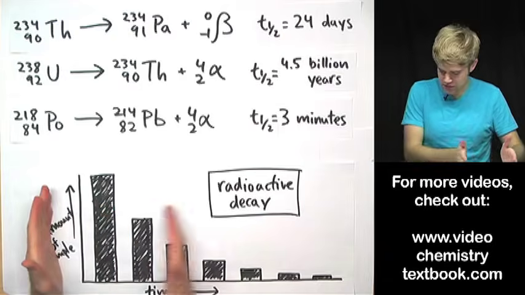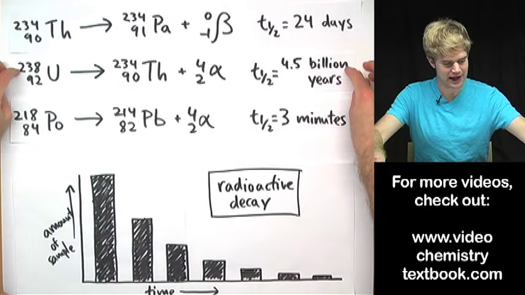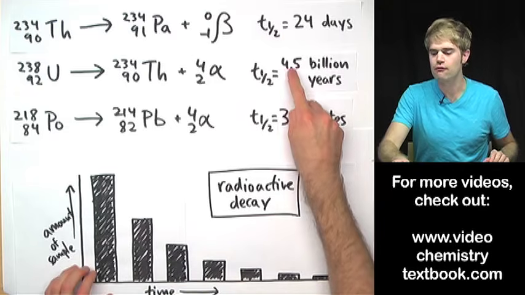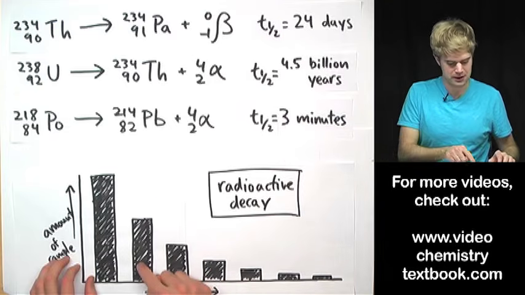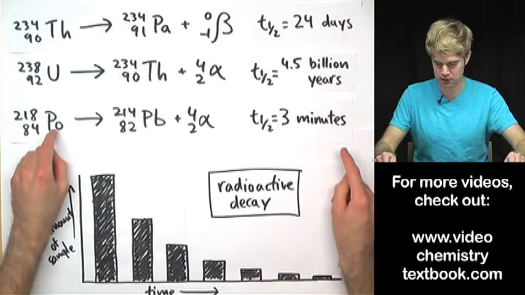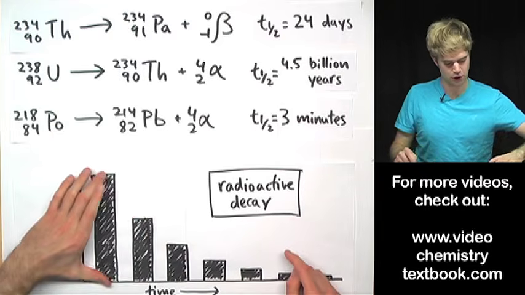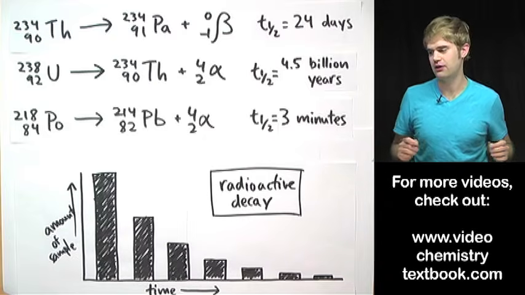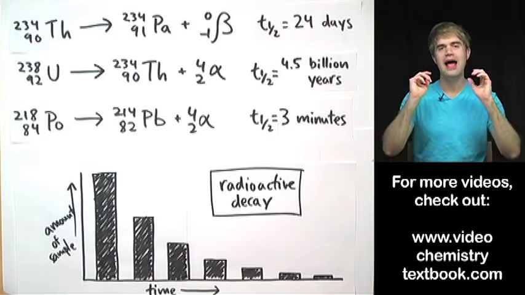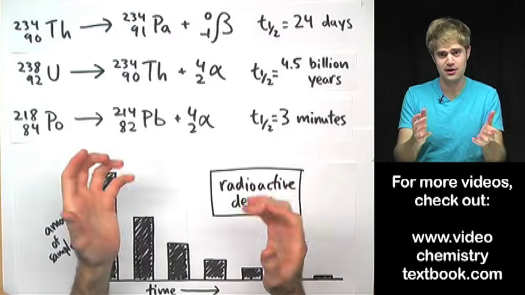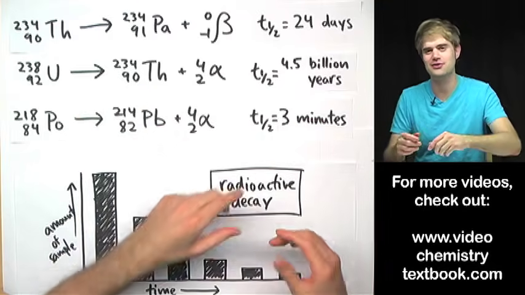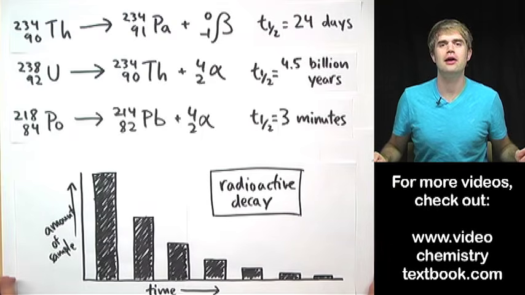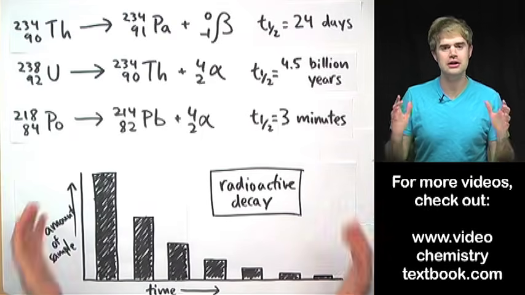So if this were a graph for uranium's decay instead of thorium, the difference between each one of these bars would be 4.5 billion years. And if this were polonium, it would be 3 minutes to go from here to here and 3 minutes to go from here to here. So that is half-life, the time required for half of a sample to decay, to turn into something else, to, as I keep saying, to disappear. So that's a background on half-life. Now let's do some calculations for half-life.